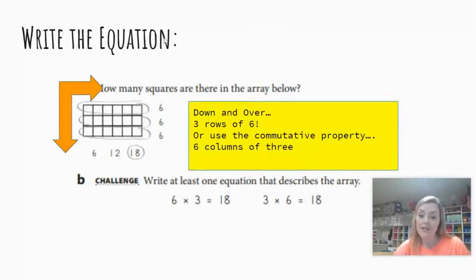Now we're going to write the equation. So remember, down and over. So 3 rows of 6. So the first equation, 3 times 6 is 18. Or you can use the commutative property. You can go the opposite way. 6 times 3. Depends on which one makes the most sense to your brain.